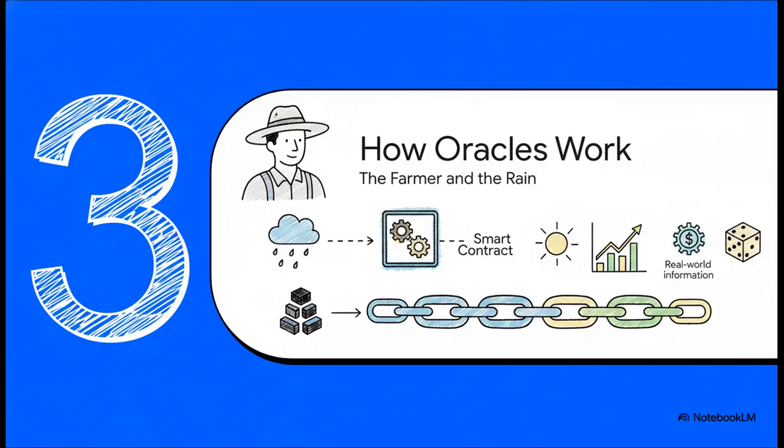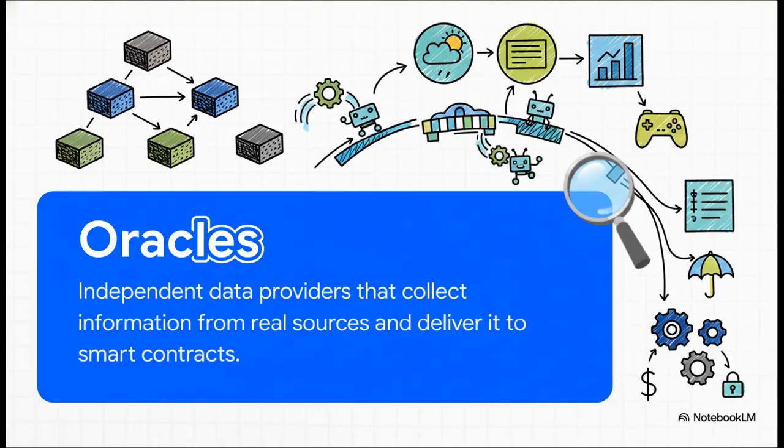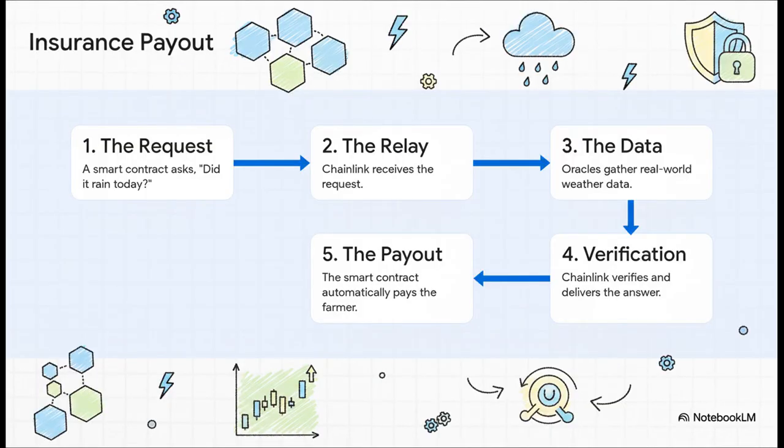Okay, so how does this bridge actually work? To really get the mechanics, let's use a simple story. Think about a farmer, an insurance contract, and whether or not it's going to rain. The secret sauce here is something called an oracle. Now, it sounds kind of mystical, but oracles are really just independent data providers. Their whole job is to go out into the real world, find a specific piece of information, and then report it back to the blockchain as accurately as possible. And this little story just illustrates the whole process perfectly.